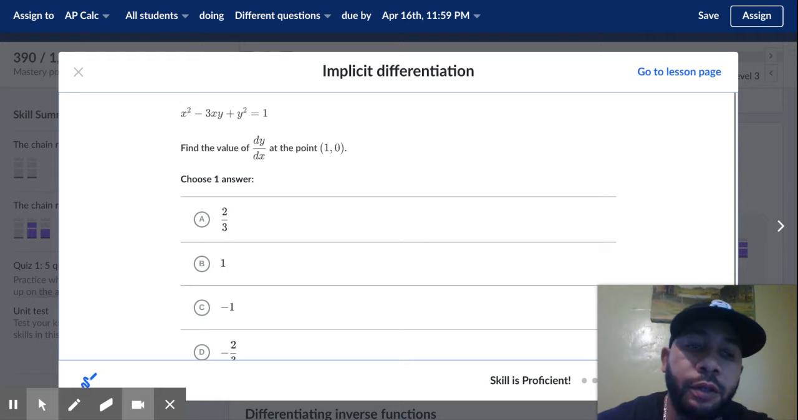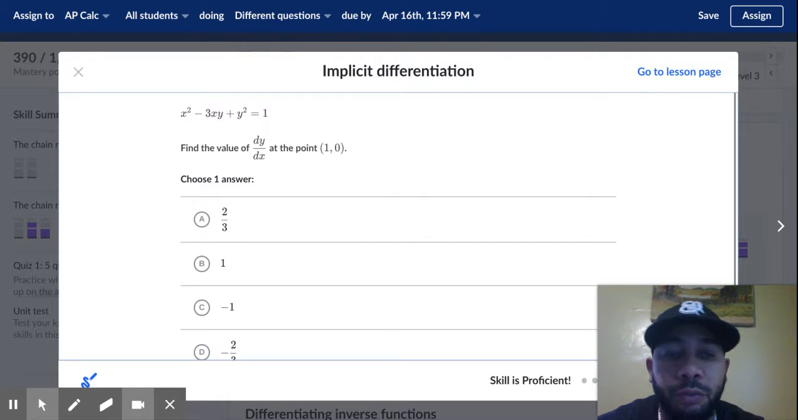And y'all get the implicit differentiation. Pull that out on me. It looks hard, but it's really just simple.